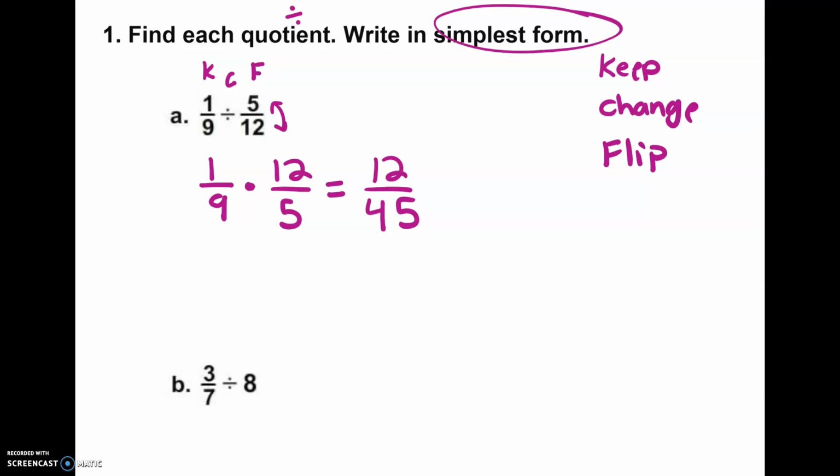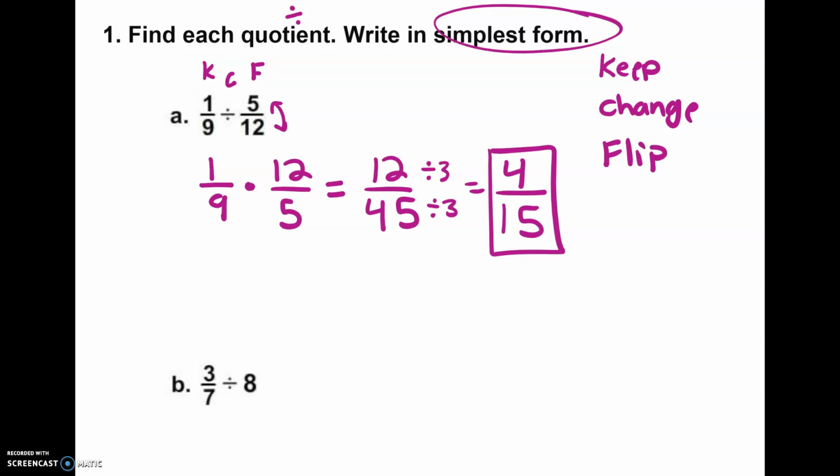And then, do they have any common factors? I think the only common factor they have is a 3. So we'll divide them both by 3. 12 divided by 3 is 4. 45 divided by 3 is 15. And that is our most simple form.